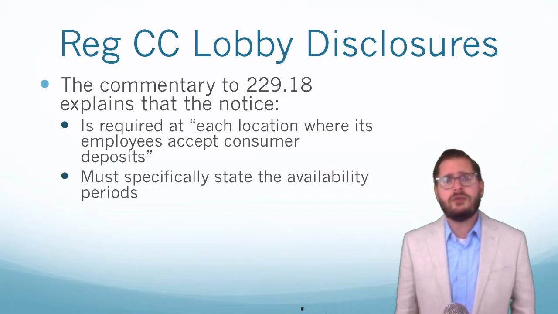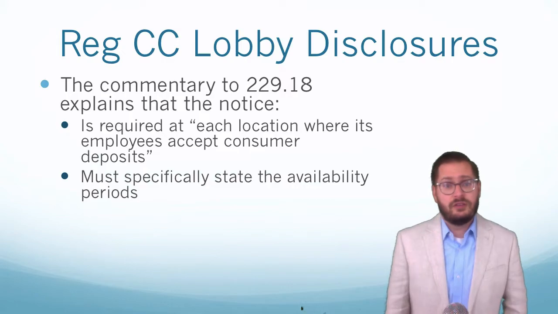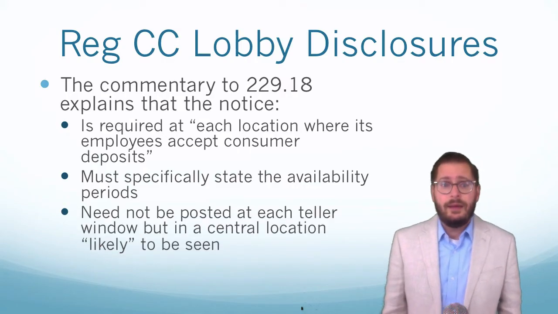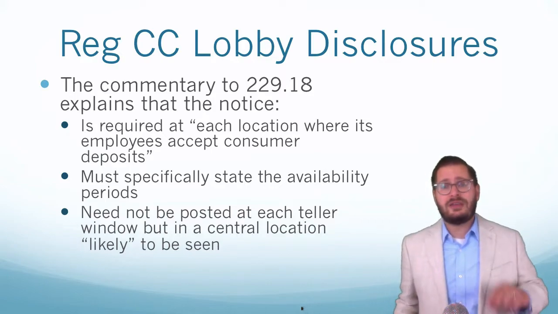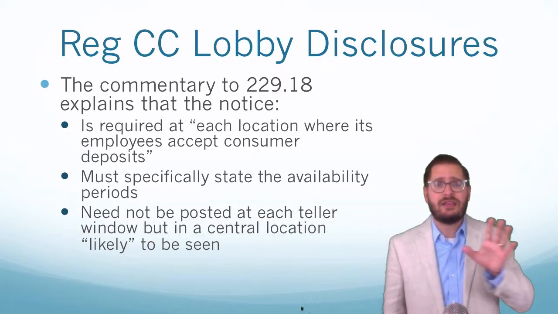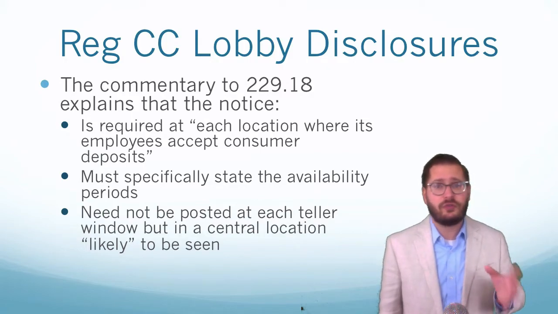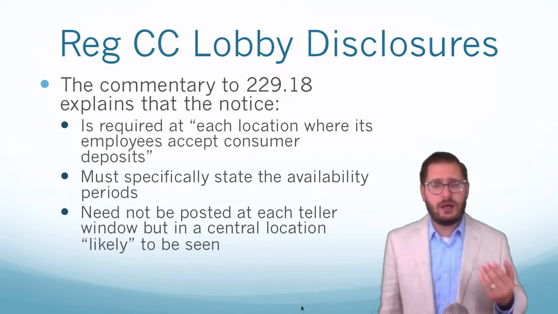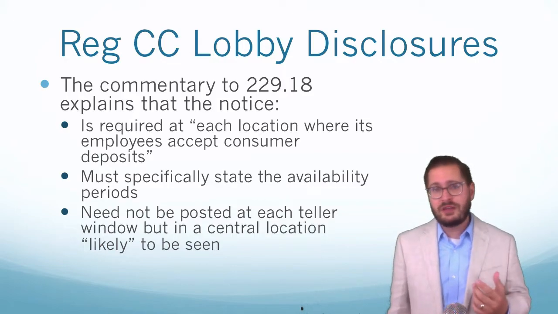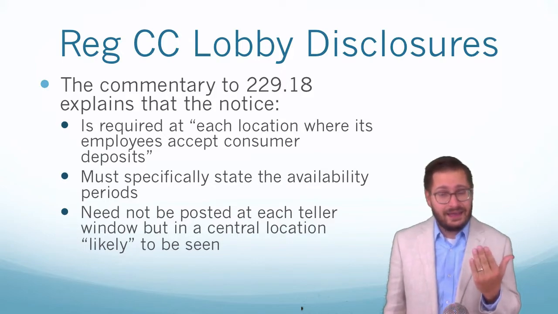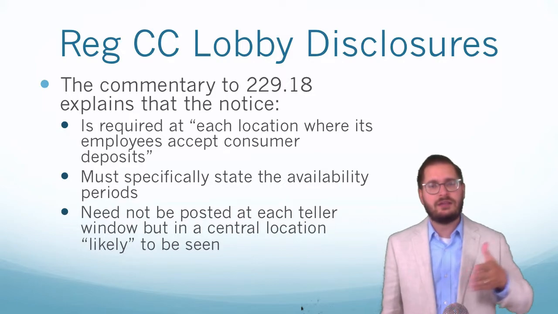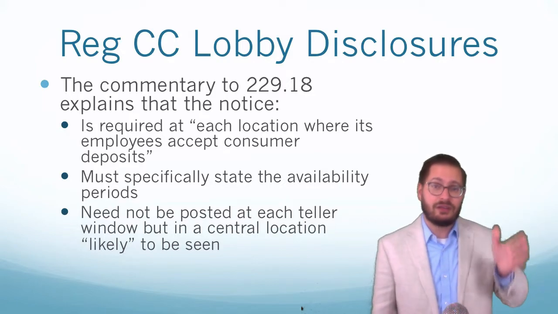The commentary also expands by saying that the disclosure must specifically state the availability periods, but it does not need to be posted at each teller window, but in a central location that is likely to be seen by all. So for example, in the commentary, they talk about how a lot of teller lines have an actual line made out of ropes. And if you have a sign in the beginning of the line, then everybody would assumedly see that as they enter, and you don't need a specific sign at every location.